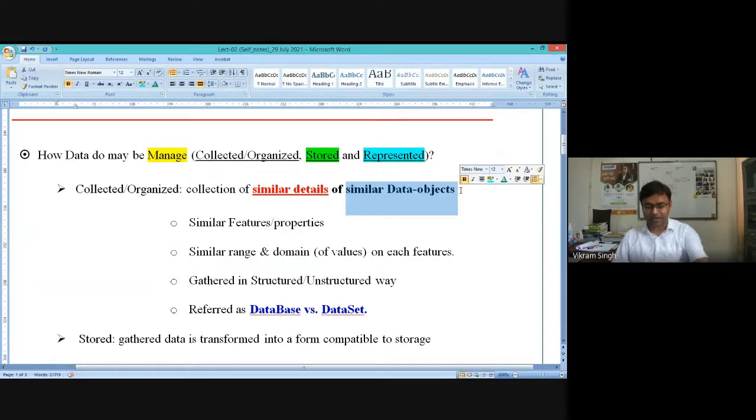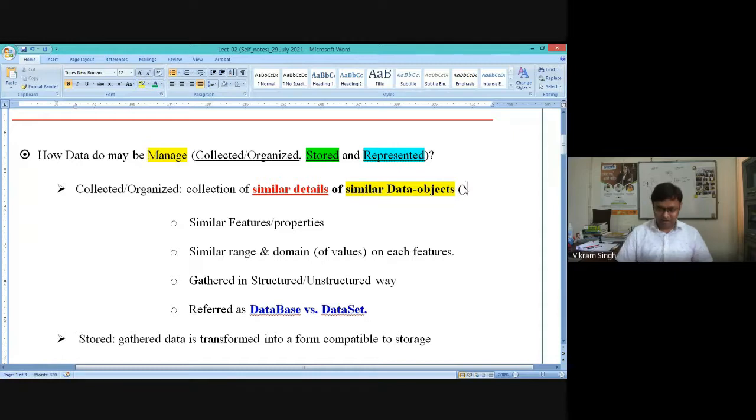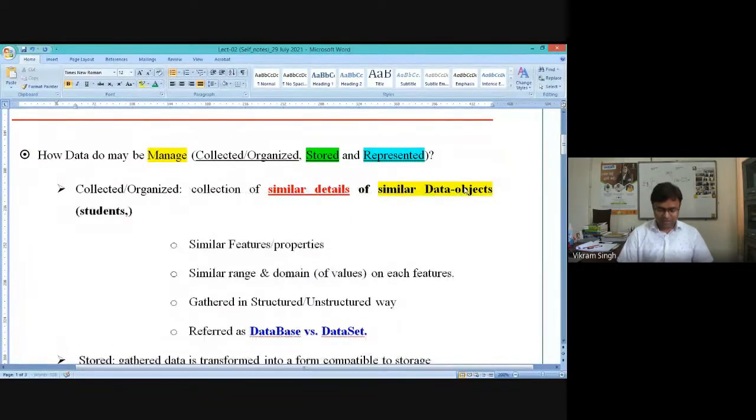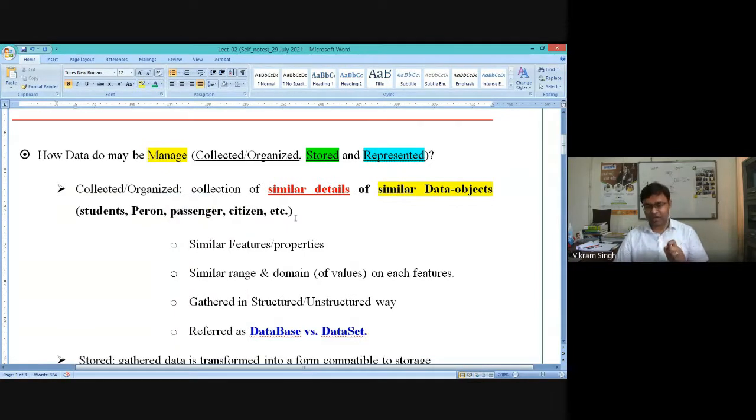It is always, and it is kind of compulsory also, that whenever you are collecting data, it should be of similar type, like similar data objects, like maybe students, maybe person, maybe passenger, maybe citizen, right? Something like that. So in one database, you could have one type of data objects. That's what I wanted to say here, right?